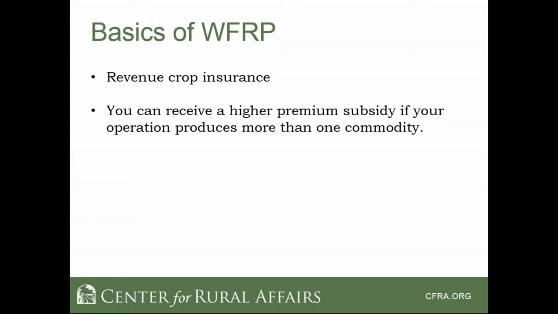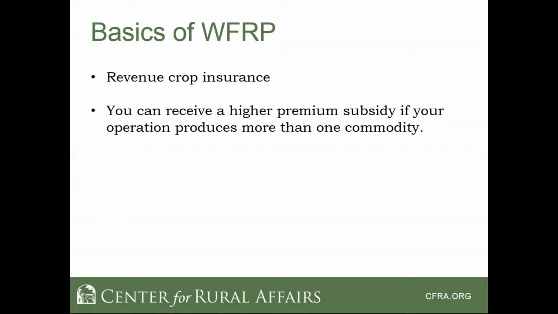Another important point about whole farm is that it supports on-farm diversity. The idea here is that diversification actually helps you spread your risk around and decrease it. So you receive a higher premium subsidy. In other words, you pay a lower premium on a whole farm policy if you produce more than one commodity. So it incentivizes that diversification. And you actually receive a higher subsidy if you can show that you have two commodities instead of one. And also if you want to purchase the very highest levels of coverage, that's 80 and 85%, you have to prove that you have three commodities, that you're covering three commodities.